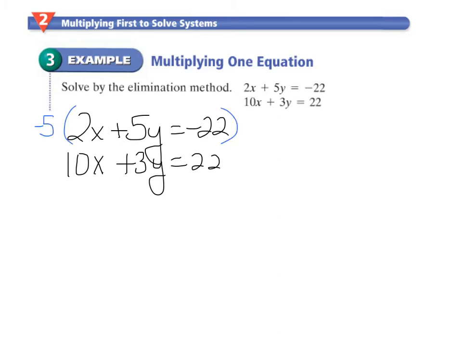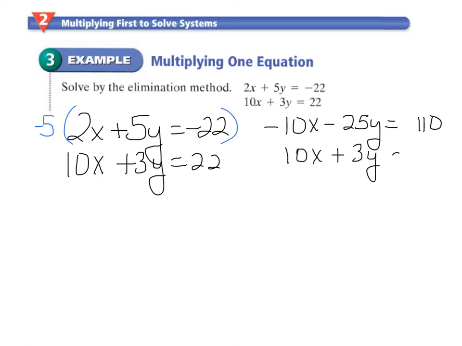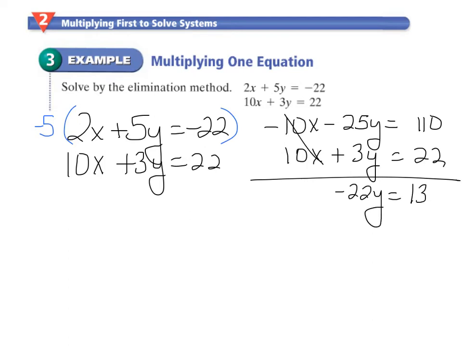So I'm going to multiply everything in the top by negative 5, and I'm going to write it to the side. That gives me negative 10x minus 25y equals positive 110. And then my second equation stays the same. Why did I do that? Because now look at what we have. My x's canceled. They're opposites of each other. So negative 25 plus 3 gives me negative 22y equals 132. 132 divided by negative 22 gives me what?